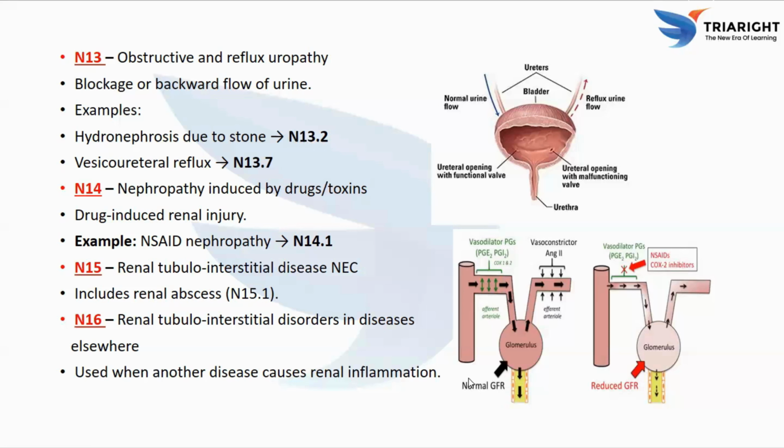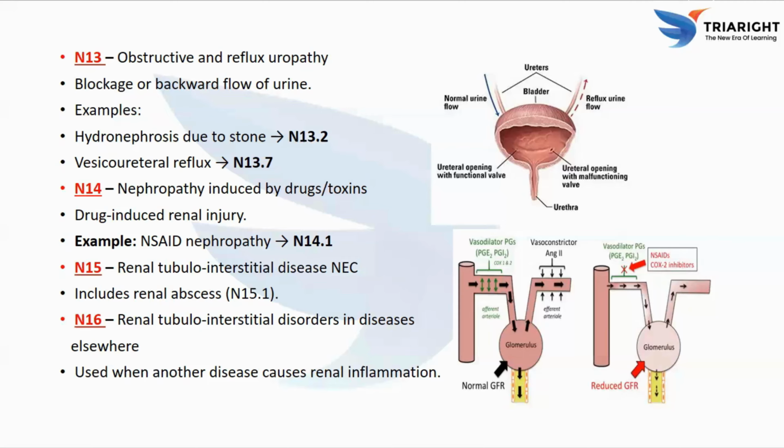So the next category code is N15, renal tubulointerstitial disease, NEC. So what do you mean by NEC? Not elsewhere classifiable. So it is kidney inflammation that does not fit other specific categories. This includes renal abscess N15.1, which is caused by severe bacterial infection inside the kidney tissue. So whenever renal tubulointerstitial disease not elsewhere classified is diagnosed, you have to assign code N15.